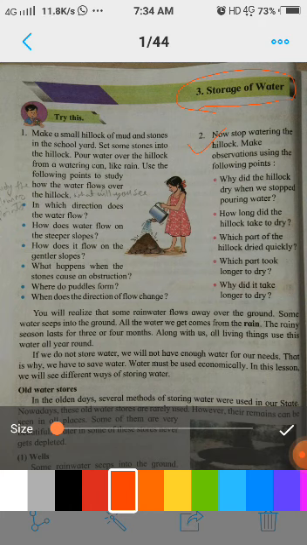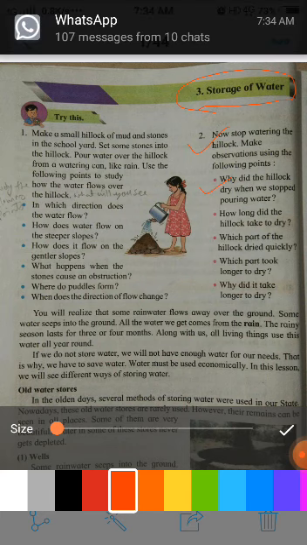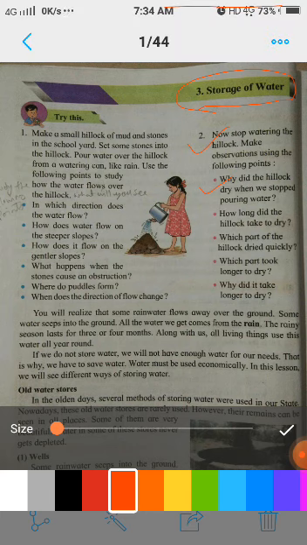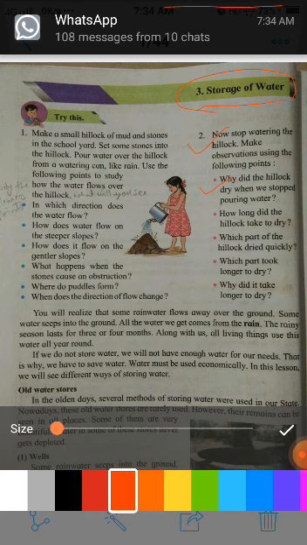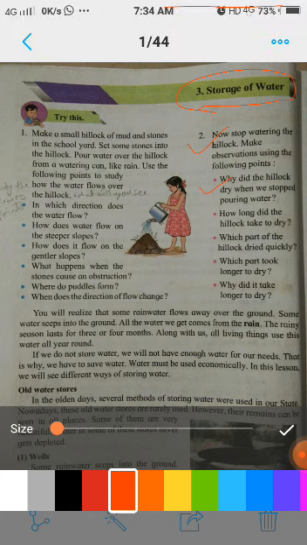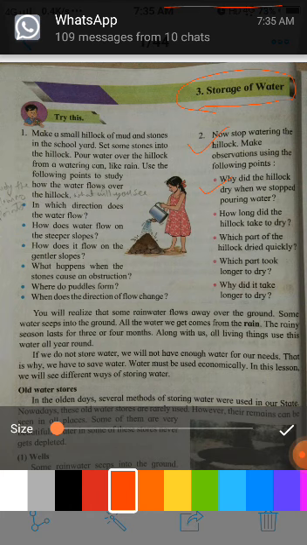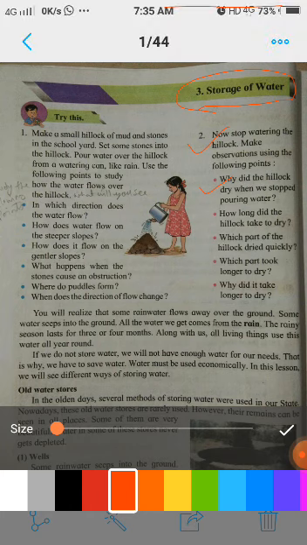now stop watering the hillock and observe what happened, and study these points. Number 1, why did the hillock dry when we stop pouring water? Yes, some water seeps into the soil, some evaporates, and that's why the hillock dries when we stop pouring water. How long did the hillock take to dry? The hillock took maybe 1 hour to a day to dry.